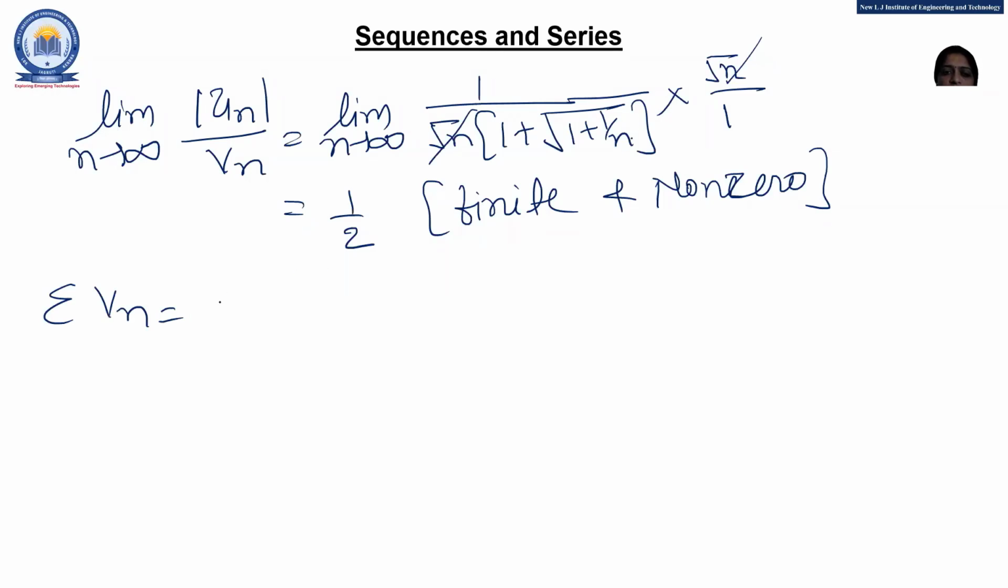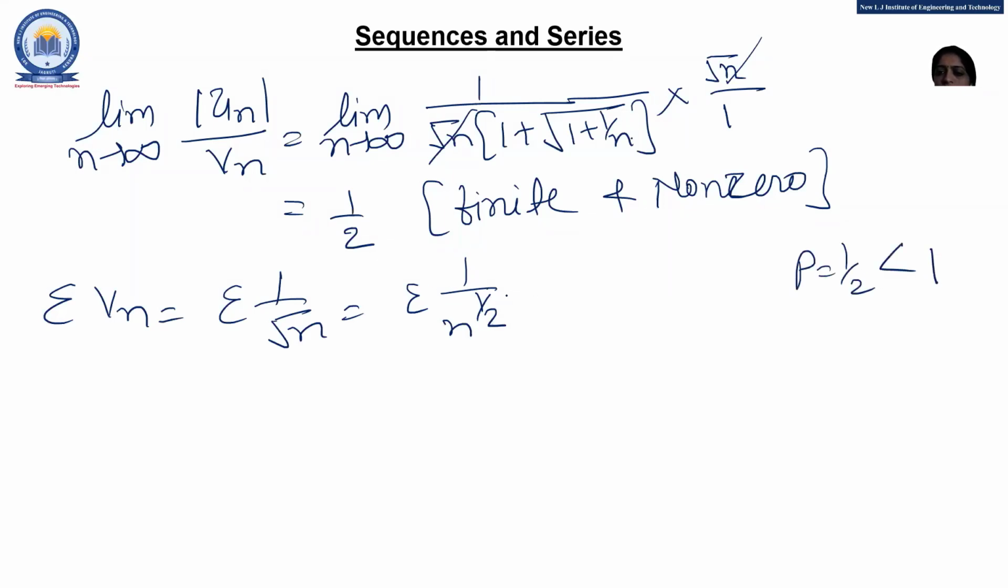What is our vn? Our vn is 1 upon root n, that is 1 upon n raised to 1/2. This is our p. Our p is equal to 1/2, which is less than 1. Therefore, Vn is divergent. Agree? Because this p is less than 1, here Vn is divergent.